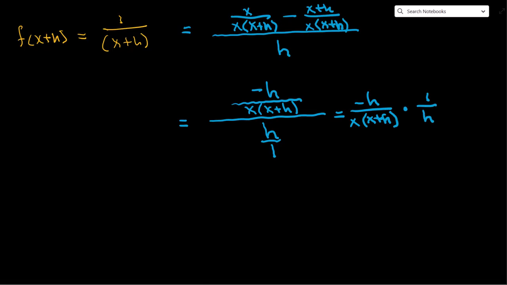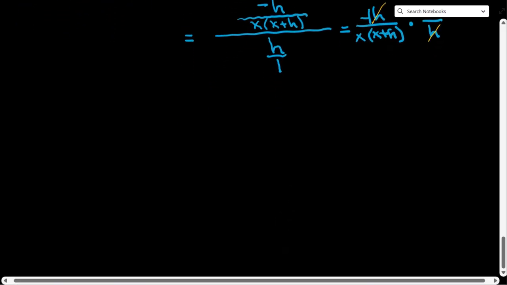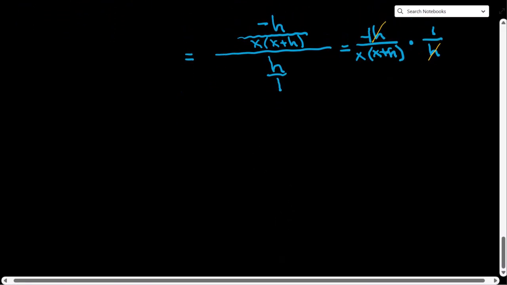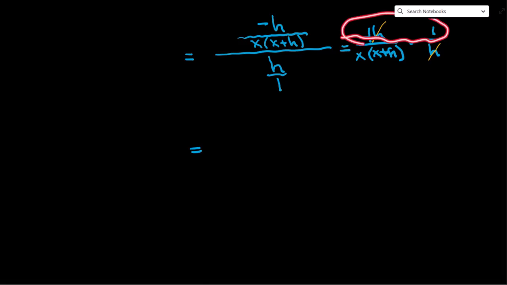Well, what's this do for me? Well, we have an h here in the numerator, which will cancel with the h in the numerator there. And remember, this h in the numerator is really a negative 1 times h. Okay, so when the h cancels, we still have a negative 1 in the numerator. When we multiply the numerators, that's going to give us this negative 1 times 1.